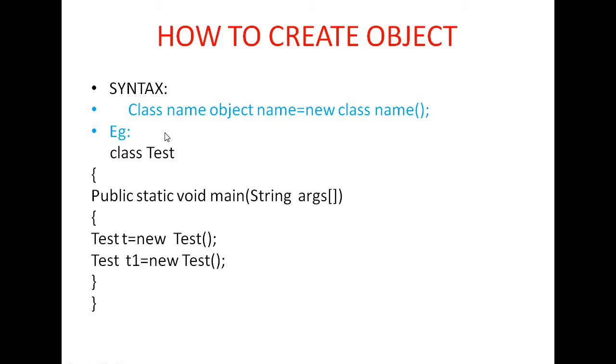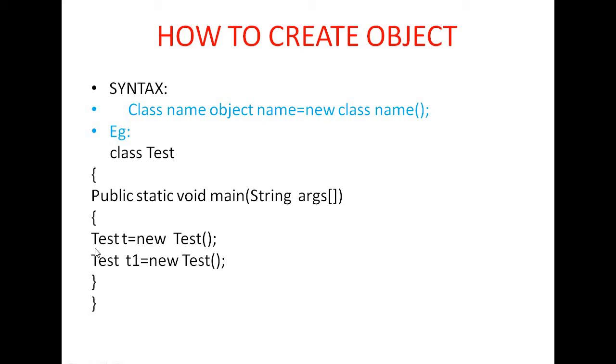So how to create the object? Let us first write the class name. What is the class name here? The class name is Test. So write the class name Test. Then write the object name. I am writing the object name as t. You can take any identifier. What I am writing here: t is equal to new, then again the class name, and the class name is Test. Then brackets and semicolon. Class name, object name is equal to new class name: Test t = new Test(); So here t is the object of Test class.